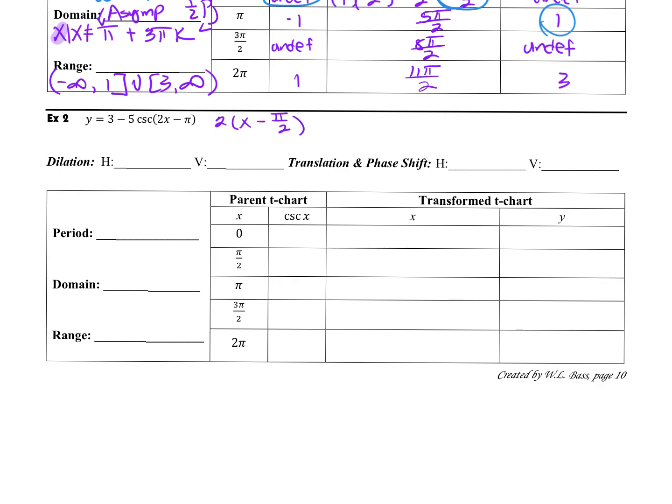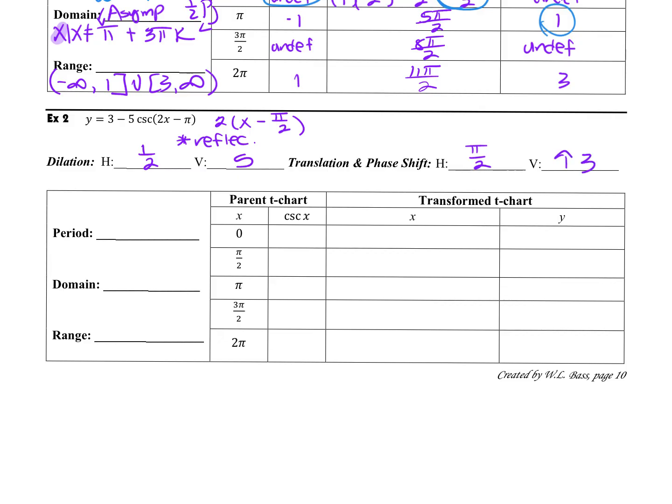Okay, so our horizontal dilation is now going to be a factor of 1/2 because it's this reciprocal. Our horizontal shift is going to be a positive pi over 2 this time. Our vertical dilation, we do have a vertical dilation this time. It is going to be a factor of 5. Again, we're going to have a reflection. And then our vertical shift is the 3, and we're going to go up 3.